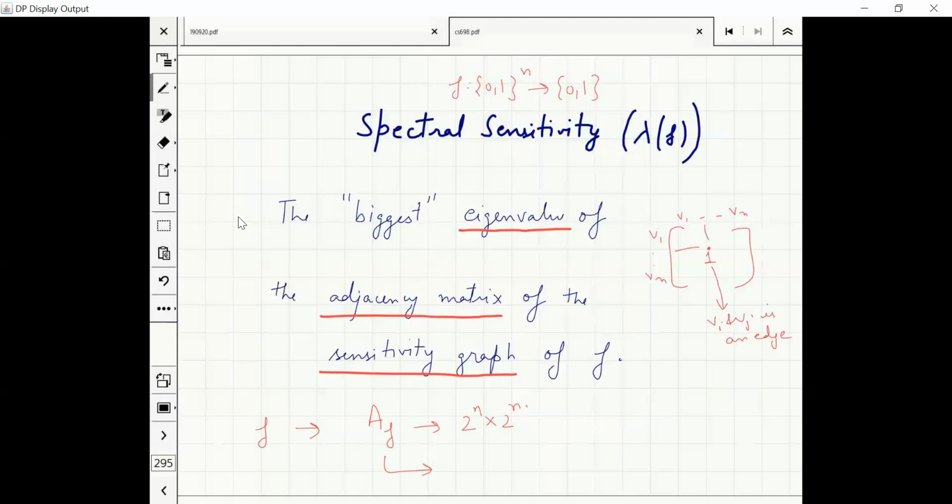So what is special about A_f? Yes, it is symmetric. If there is an edge between Vi and Vj, then there is an edge between Vj and Vi also. So all its eigenvalues are going to be real. So A_f is going to have 2 to the power n real eigenvalues.